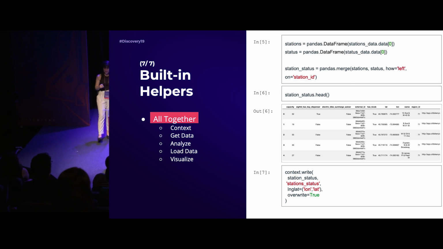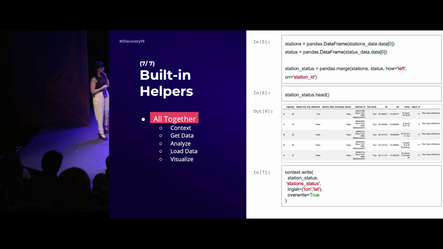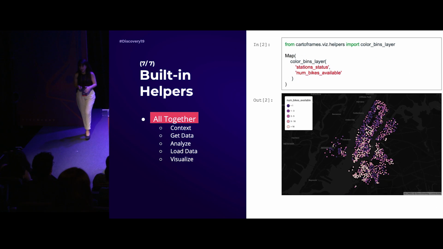And after that, I'm going to visualize the table as I would normally do. And now I want to upload this dataset automatically to CARTO, so I don't need to leave the context for that. I have to specify which are the coordinates that I want to use. In this case, they are long and lat. And after that, I only need to use the color bins layer helper method and set it there.